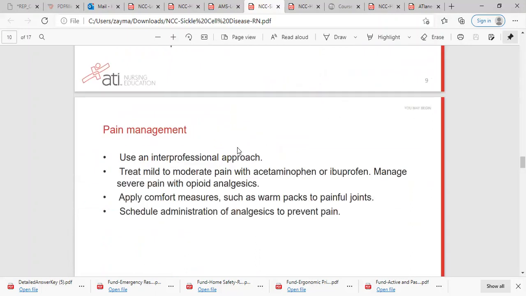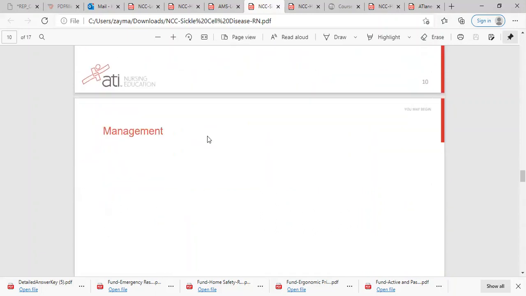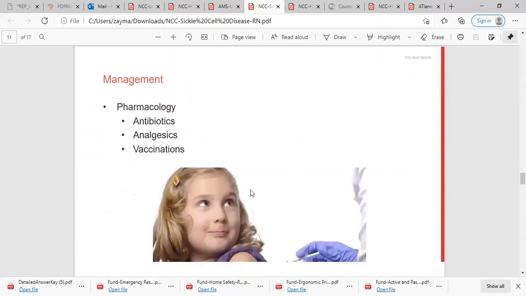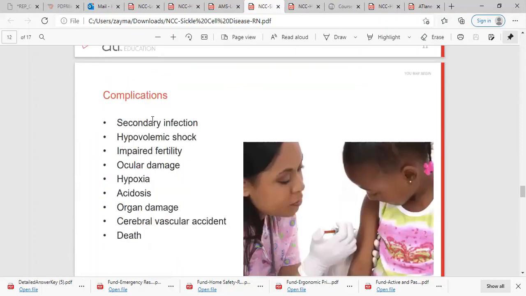Interprofessional approach: these patients should be referred to hematology or oncology. Remember, hematology and oncology work hand in hand. Treating pain again, with warm packs, and just alleviating the pain. Antibiotics, analgesics, vaccines, and I believe that is it. This just tells you about the complications, which we also spoke of.